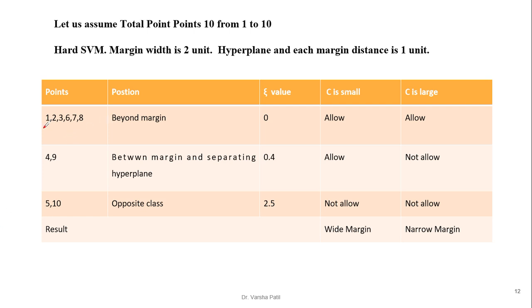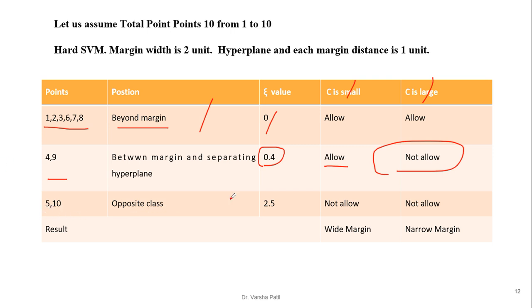Now here, this is the tentative for points 1, 2, 3, 6, 7, 8. They are behind the support vectors, so the slack value is 0. So small C allows this. For 4 and 9, the error is there. For example, if it crosses the threshold, because when C is small, the total penalty is still less, so it will allow. But with large C, because C is multiplied with these penalty values, it will not allow. So it forces the margin to be small.